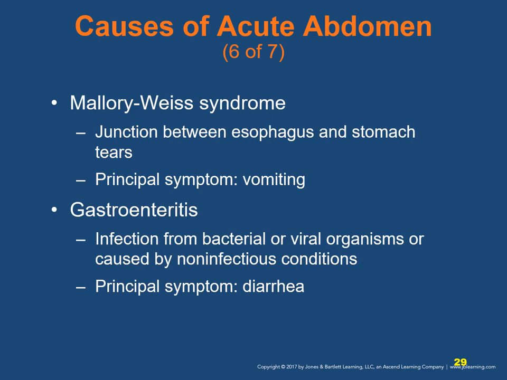Mallory-Weiss syndrome is what we're going to talk about now. The junction between the esophagus and the stomach can tear. When it tears, it causes severe bleeding and possibly death. The primary risk factors are alcoholism and eating disorders. Now, it is prevalent in older adults and older children, and vomiting is the principal symptom.